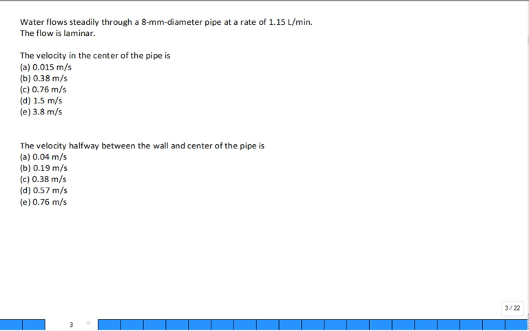I encourage you to take a look and solve a lot of problems. Today I'm going to show you problems, but I'm not going to take the time to solve them, unfortunately, because I want to go a little faster. But things like: water flows steadily in an 8 millimeter diameter pipe at a flow rate. What is this? This is a volumetric flow rate, sometimes Q is used for that symbol. And the flow is laminar.